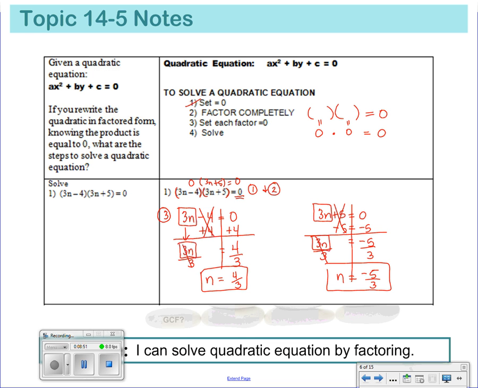So we have 2 possibilities. n could be either 4/3, which gives us 0 in the first parenthesis, or it can be negative 5/3, which means my second parenthesis will come out to be 0, and sure enough, I will get a product of 0. We have now solved our quadratic using factoring. So let's try another one.